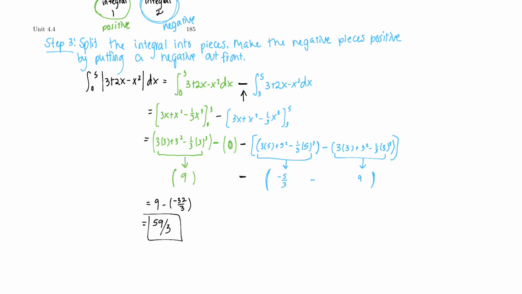Can I answer questions on that one? It's a process, but it really is just you find out where it's negative, and then you're going from there. You're splitting it up from there, splitting into two different integrals and then making the negative part positive.